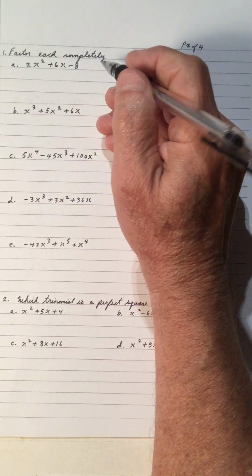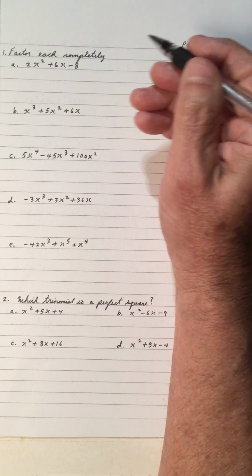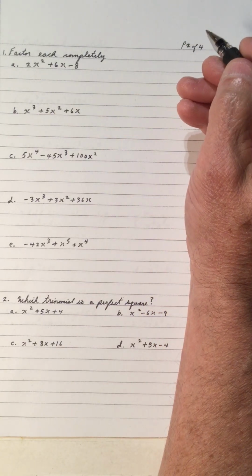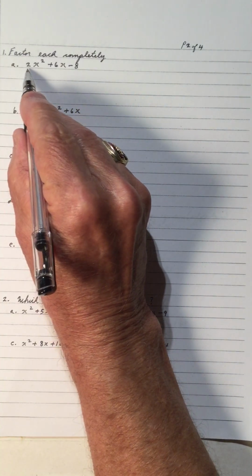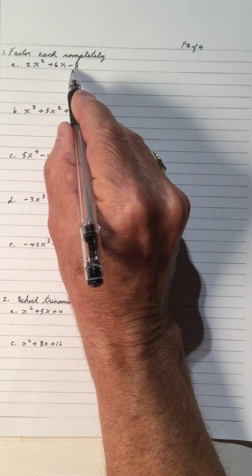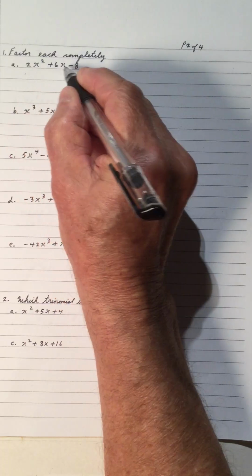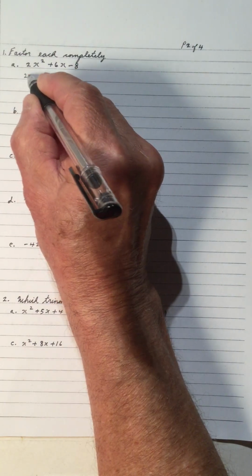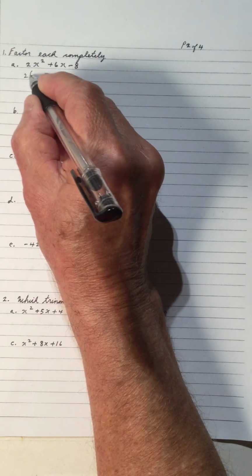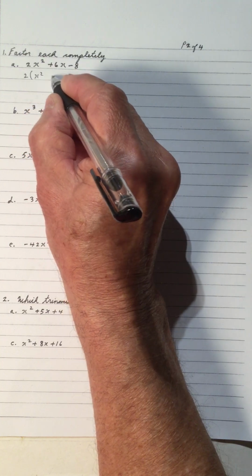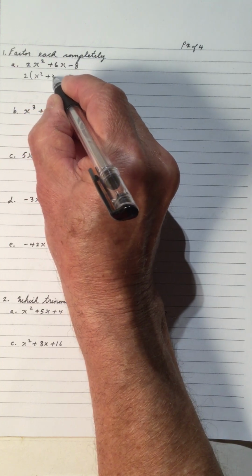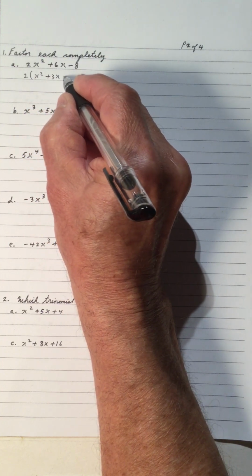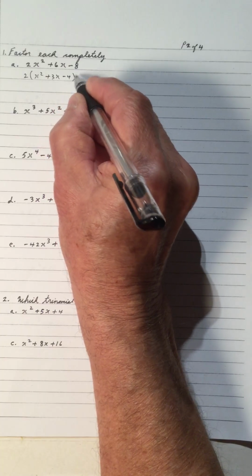Factor each completely. Remember, the first rule in factoring is to remove the GCF if there is one. So I see a 2 here. 2 is a factor of 6 and 8, so 2 is the GCF. There's no x common, so we take the 2 out. So 2x squared divided by 2 is x squared. 6x divided by 2 is 3x. Negative 8 divided by 2 is negative 4.